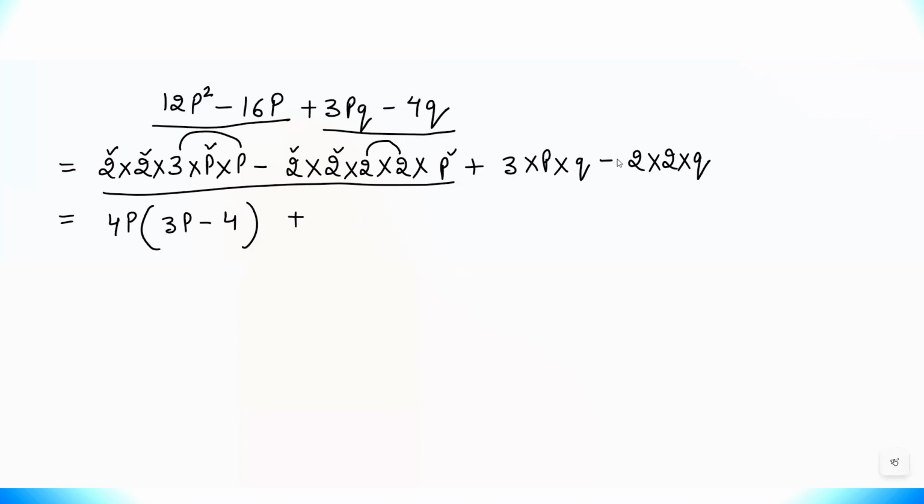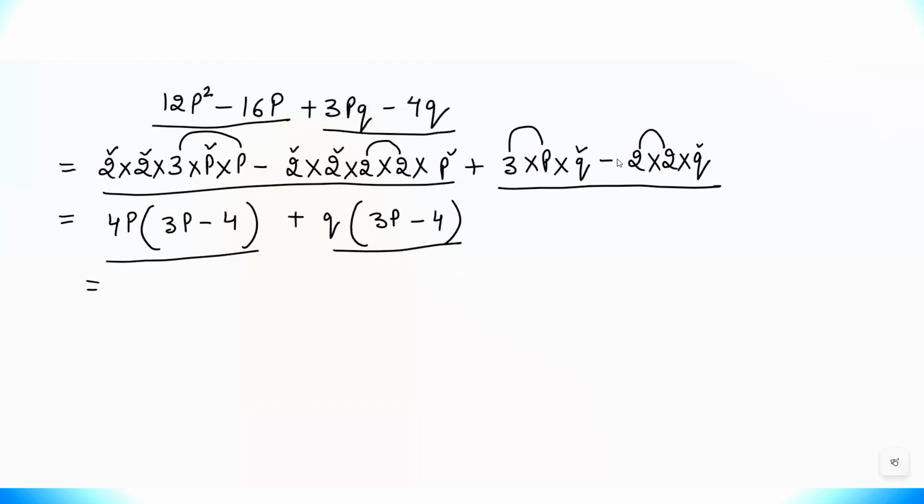Then from the second group, what is common? Only q is common. We'll write q. What is left? 3p minus 2 into 2, that means 4 is left. Now this is the first term. This is the second term. From the first and the second term, what is common? 3p minus 4. We'll write that. Now what is left? 4p plus q. So the factors of this equation are 3p minus 4 and 4p plus q.